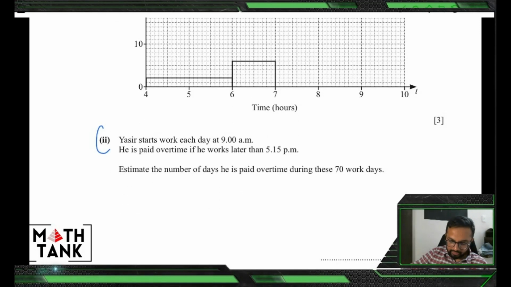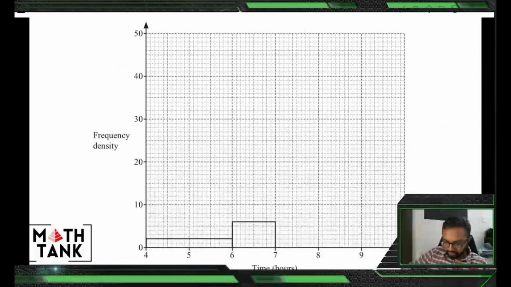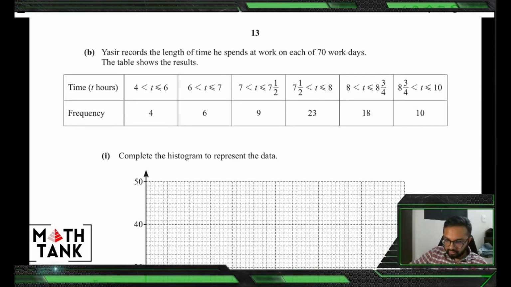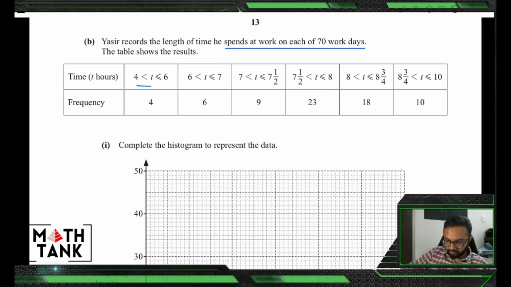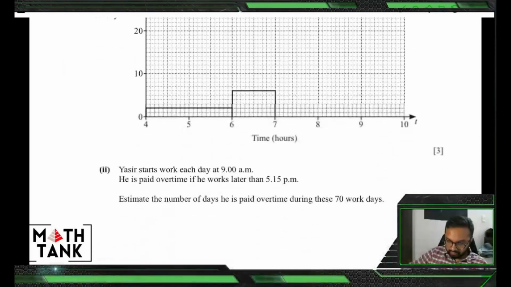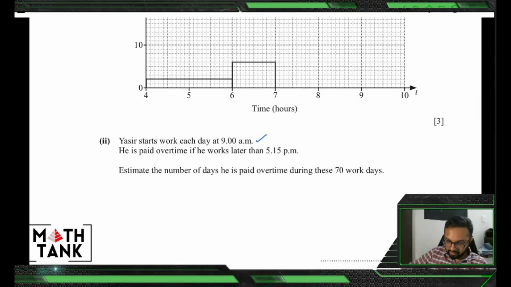Let's try to do this one. It says Yasser wants to start work each day at 9 a.m. Okay, Yasser records the length of time he spends on each of 70 work days. The table shows the result. Okay, so 4 to 6 and 6 to 7 and so on. Okay, then he says he starts at 9 a.m. He is paid overtime if he works at a time later than 5:15 p.m.